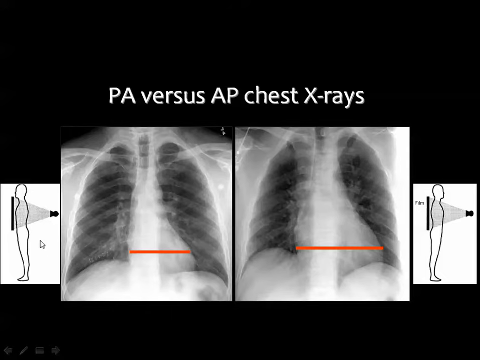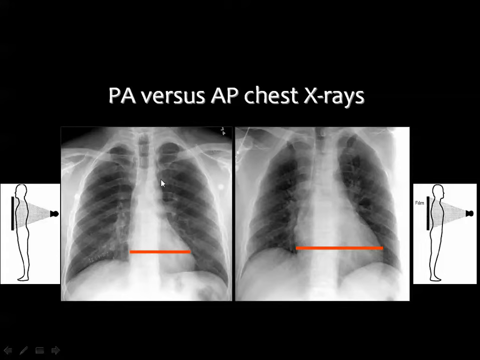And you know that the cardiac shadow is anteriorly located in the thorax. Then in the postero-anterior view, the heart is near to the film, no magnification. But in the anteroposterior view, the heart is away from the film. Then you should expect some magnification in the size of the heart. And this is very well demonstrated here.